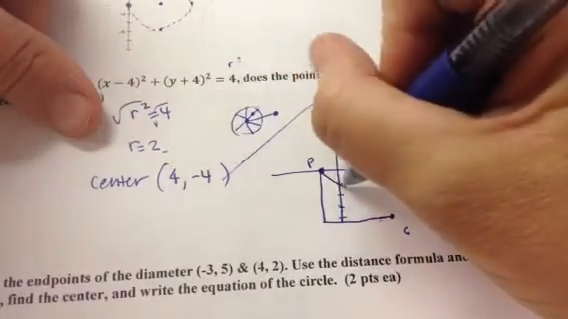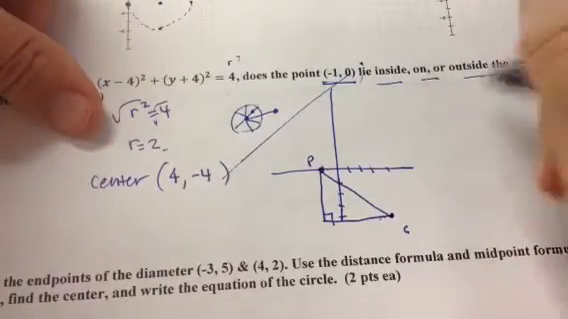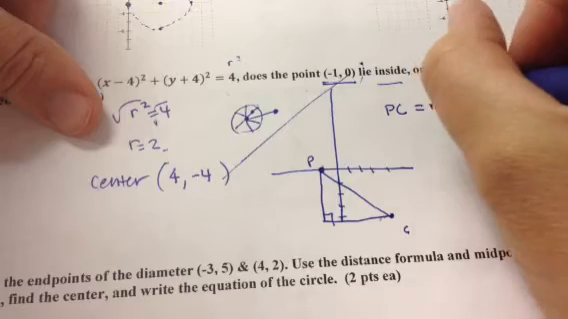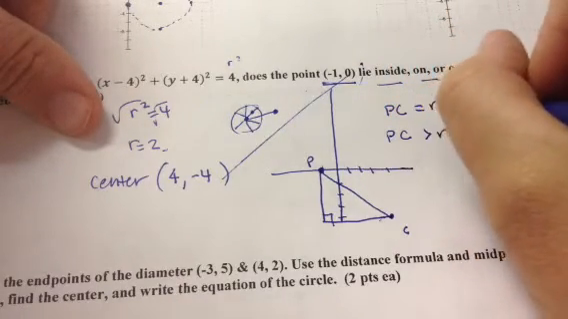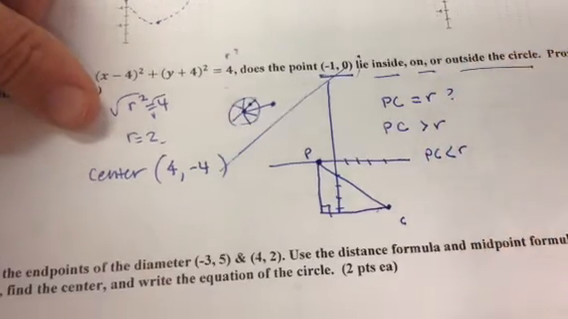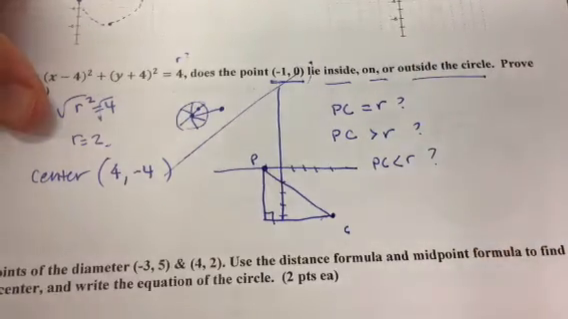So graphing it is proving it graphically. All right, and our question is basically, is PC equal to r? Or is it from the point to the center greater than r? Or is it from the point to the center less than the radius r? So this is what we're trying to figure out. Which of these statements is true?